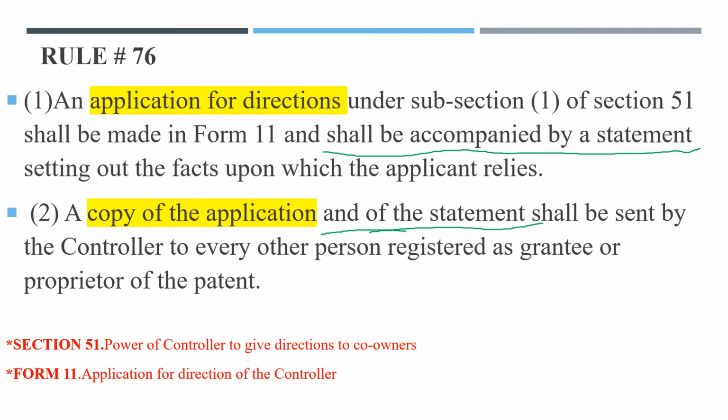So we can say that subrule 1 deals with the application and the statement, and subrule 2 deals with the copy of the application and the statement, and that shall be sent by the controller to every other person registered as grantee or the proprietor of the patent. The relevant section is section 51, whose title is power of controller to give directions to co-owners, and form 11 is application for direction of the controller. Just remember these things.